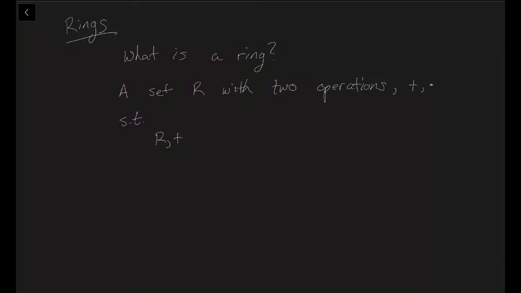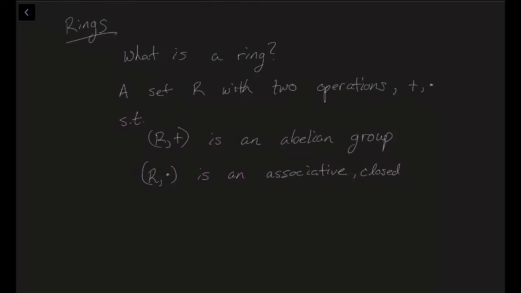So it's this set with these two operations such that R plus, taken as a structure, is an abelian group. And it's very important that it's an abelian group, otherwise we lose some of the properties that make a ring nice. Secondly, we have that R with multiplication is associative and closed. Normally we call this an associative closed structure. That's really wordy, so we just say it's an associative binary operation.